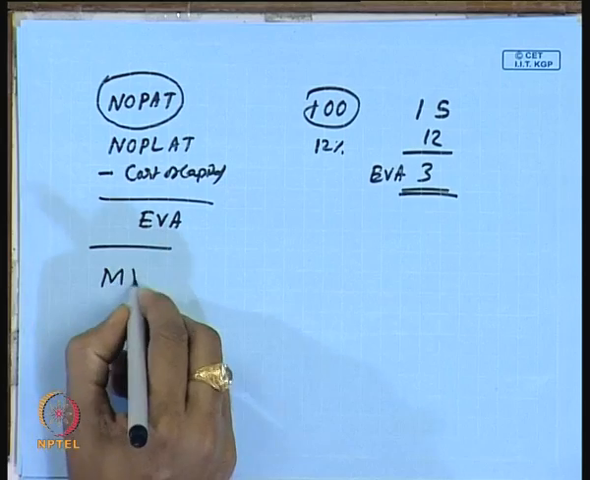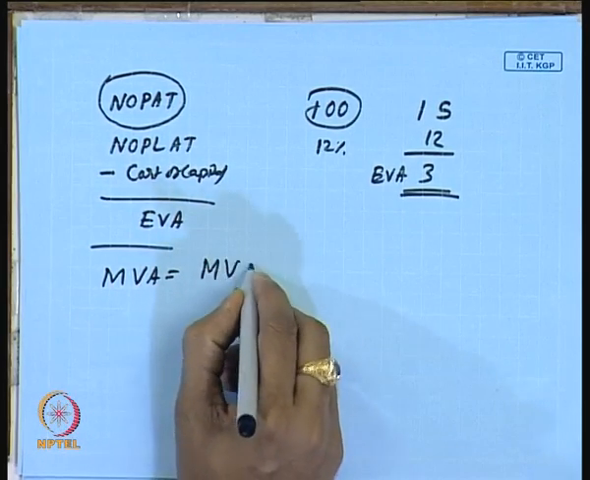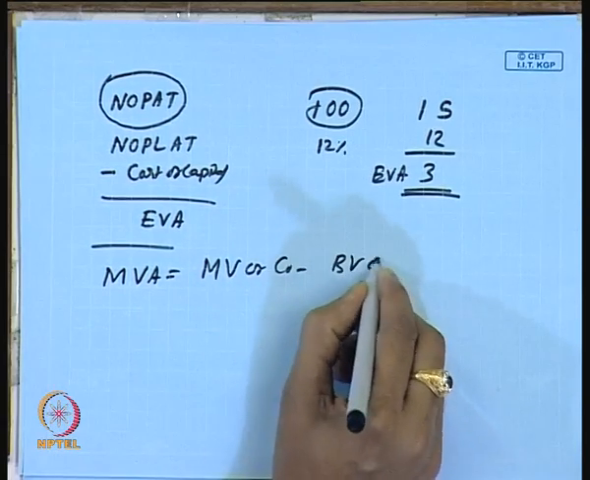So, any company which is creating a positive EVA is actually a good company for that matter. If you create a higher EVA, that is, you are earning more profit than the cost of capital, obviously it is going to reflect in a higher market price, and that market price will be higher than the book value. And then we have another concept called market value added, MVA, which is nothing but market value of company minus book value of company.